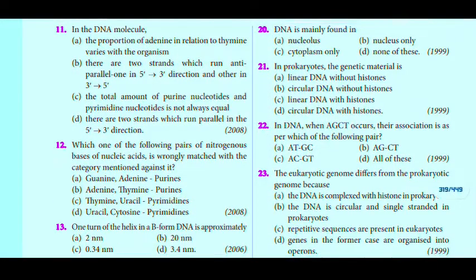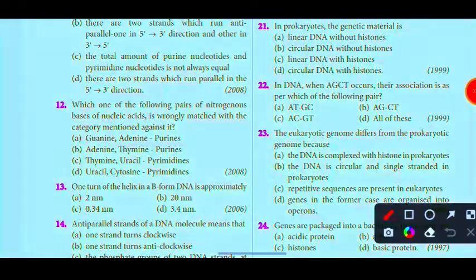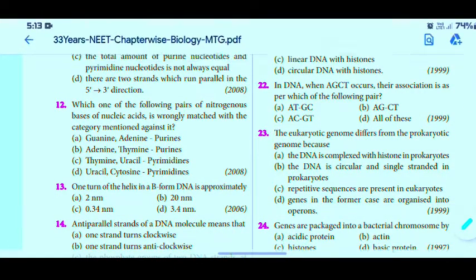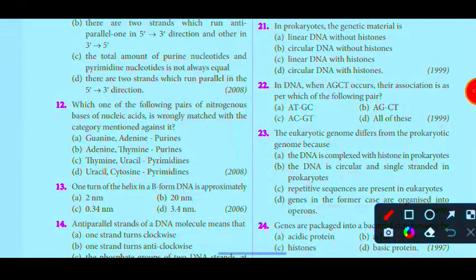The next 12th question is, which one of the following pairs of nitrogenous bases of nucleic acids is wrongly matched with the category mentioned against it? Option A, guanine adenine purines. Option B, adenine thymine purines. Option C, thymine uracil pyrimidines. Option D, uracil cytosine pyrimidines. The answer for this question is option B, that is adenine thymine are purines, that is wrongly matched.